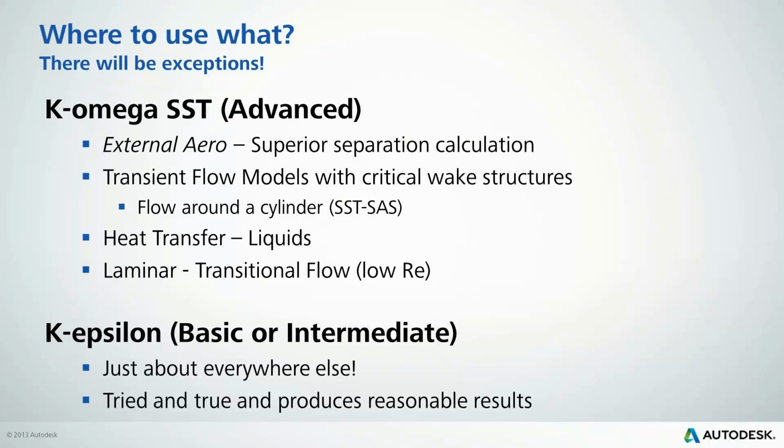I'm not here to tell you to change what you've been using probably for years, and it's probably been working great for you. So I'd definitely stick with K-epsilon if you've been successful. But maybe start looking at the intermediate and using the scalable wall function if you see a lot of mesh sensitivity, or you want to start using mesh adaptation in your workflow. So it's tried and true and produces reasonable results for many, many applications.